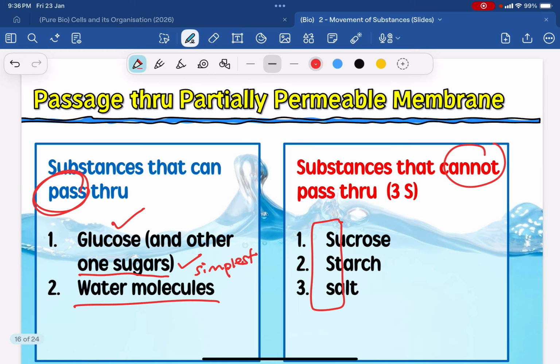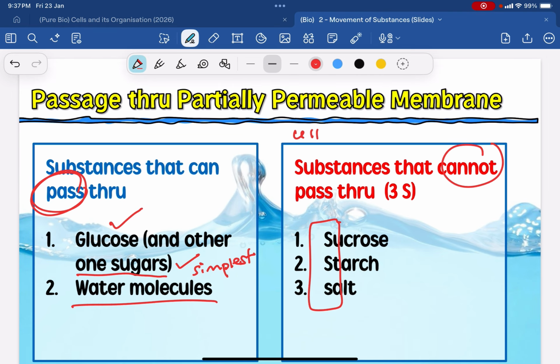So what exactly are the partially permeable membranes? The cell membrane would be one of them. If the question mentions this thing called the Visking tubing, you will definitely see it very soon. This is an artificial partially permeable membrane.